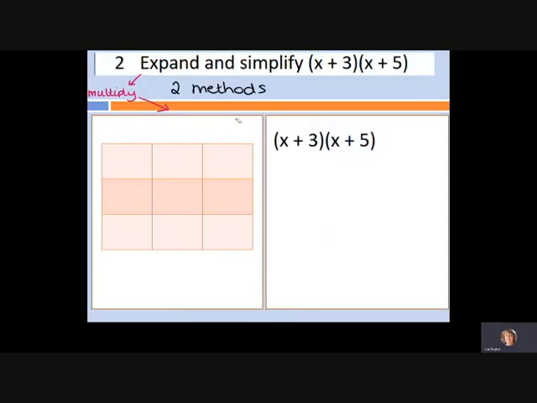Question 2, expand and simplify x plus 3 in bracket by x plus 5 in a bracket. Just to remind you that actually means that the 2 brackets are being multiplied together, because multiplication in maths is lazy, and if the multiplication involves a letter or a bracket, it doesn't bother showing itself. But it is assumed that you will know that it means multiply. So we're going to have a look at 2 methods first of all.